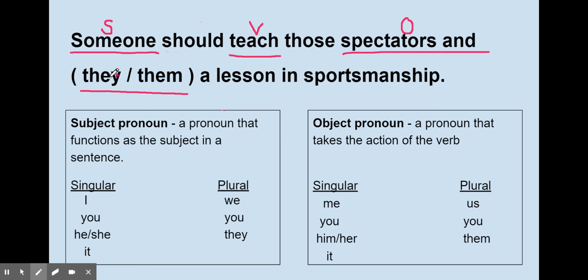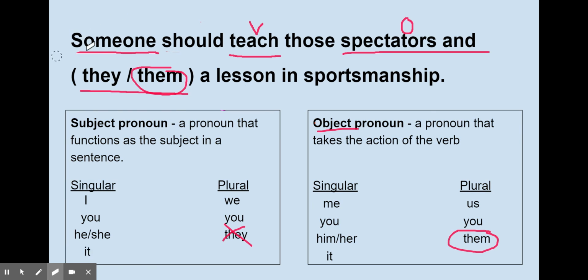So I have two pronoun options. These are both plural, they and them. I have to figure out which one is objective. And I can see they is subjective, so I don't want that one. I want to use them here because it's an objective pronoun. So I would use them. Someone should teach those spectators and them a lesson in sportsmanship.